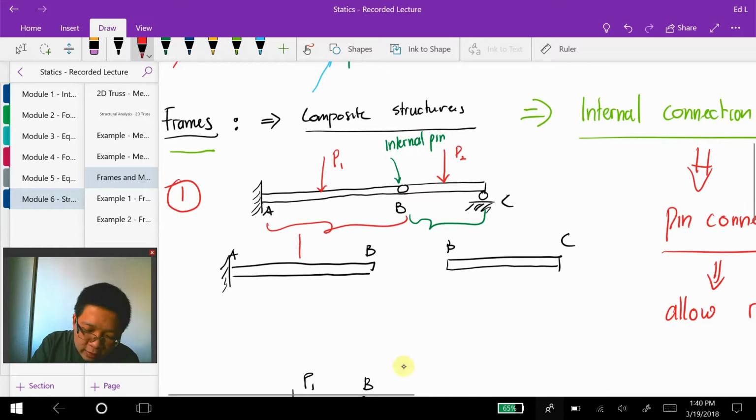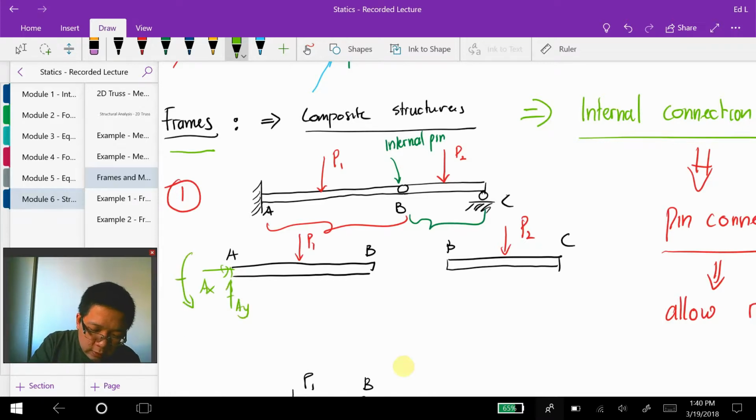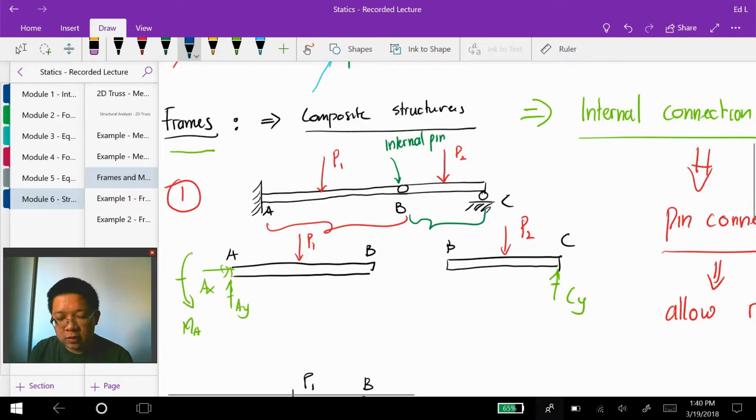And then we have the force P1, the force P2, right? Then at A, we have the reaction forces AX, AY, and MA, right? At C, we have the reaction force CY. Okay, since B is a pin connector, it can only transfer shear and axial force.